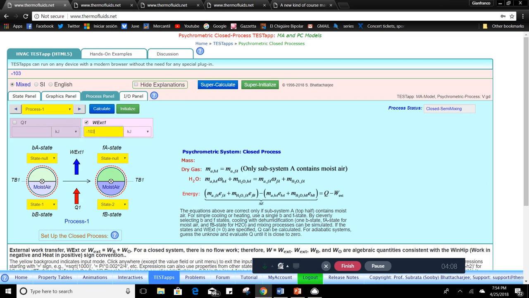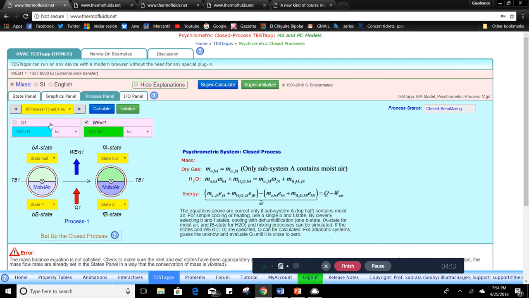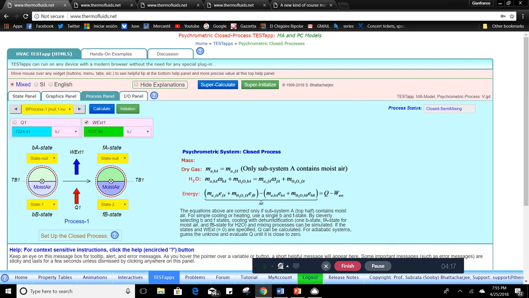which was 1037.9 kilojoules, we can calculate the heat transfer value, which is negative 7,224.